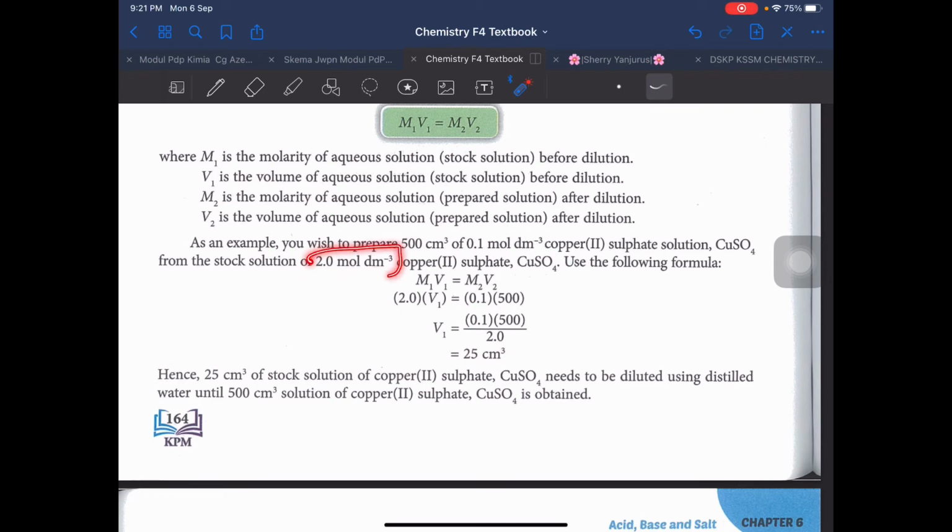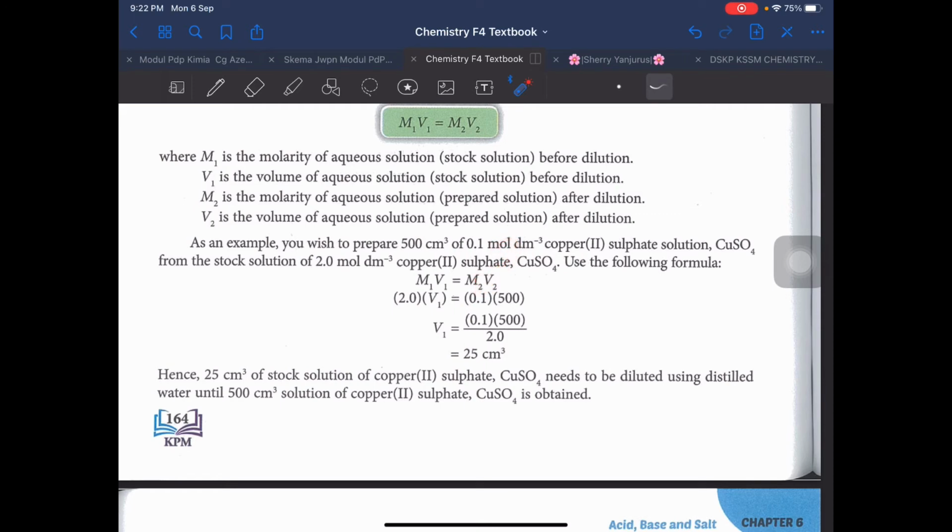Ini yang asal dia. Jadi, kita letak di kiri. Look at this M1. This is the original stock solution punya molarity. So, kita letak sebelah kiri. Apa yang di kanan ni? M2V2 is the one that you want to prepare. So, you wish to prepare. So, this is what you want to prepare. 500 cubic centimeter letak sini. Okay? And then 0.1 letak di sini.